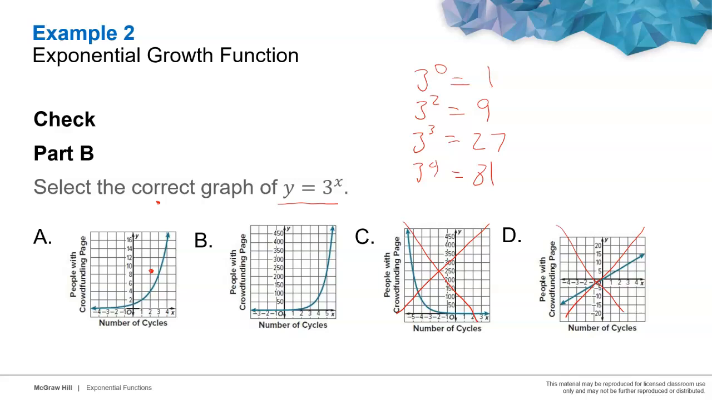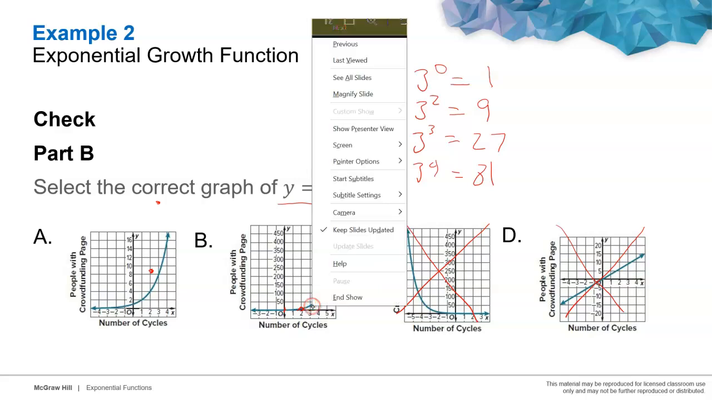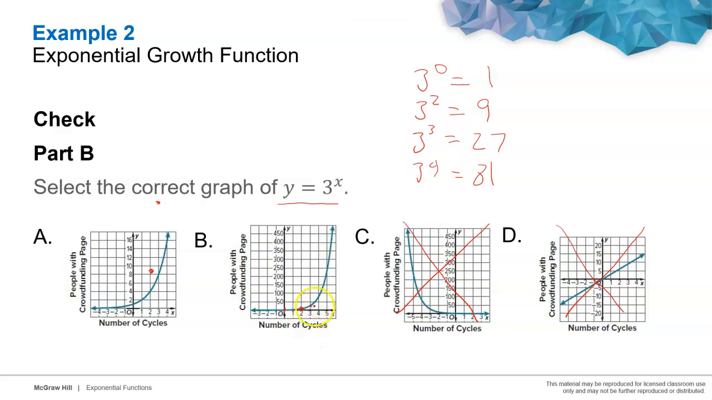Does b work? Well, when x is 0, y is, it's hard to tell if that's 1, because look at my scale. I'm going by 50s. 2 is 9. 3 is 27. That could be 27. It's about halfway in between 0 and 50. 4 and 81. Yeah, 81 would probably fall about right there. So B should be our answer, right? The graph of y equals 3 to the x power would match up with B.